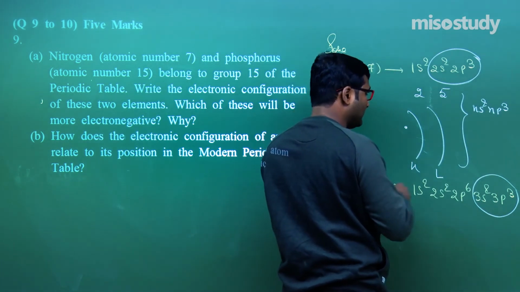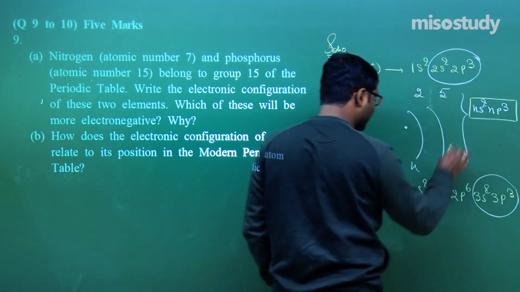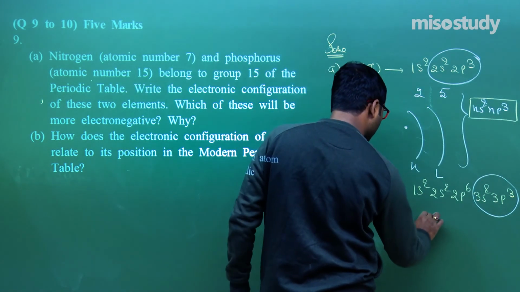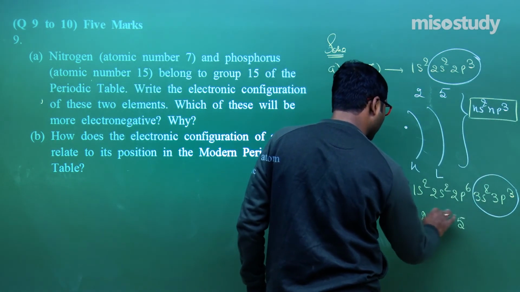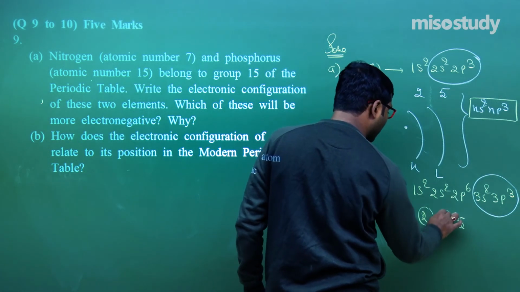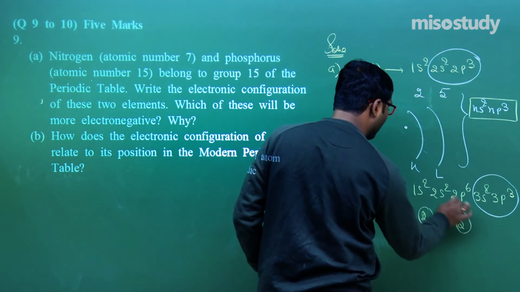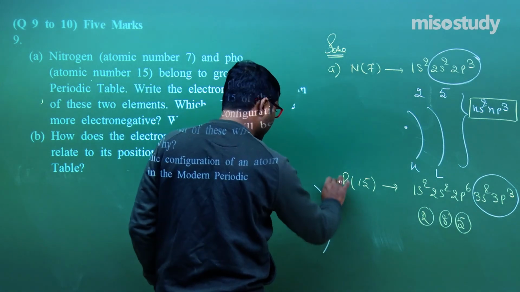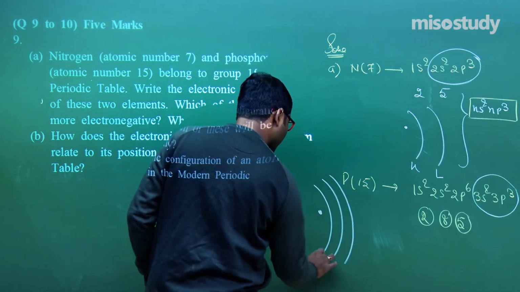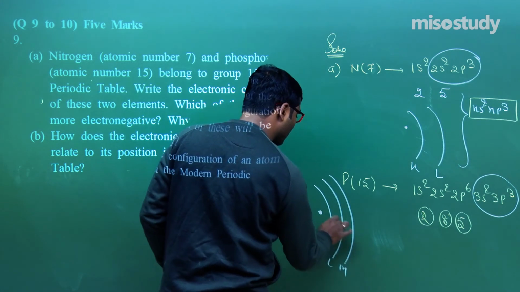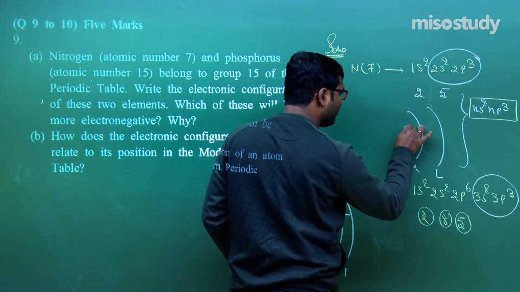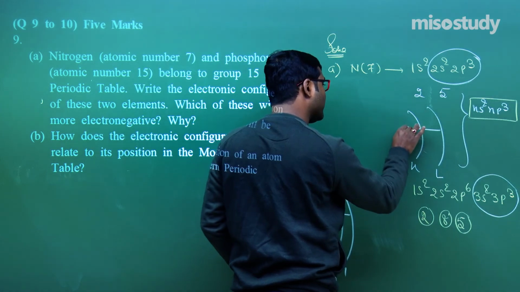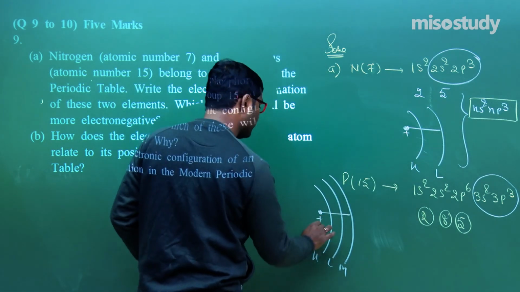Clear? Yes, sir, definitely. Now in shell-wise form, what will you write? That is 2, 8 and 5. That is, K will have 2 electrons, L will have 8 electrons and M will have 5 electrons. By pictorial representation, that is the case. The last valence electron will move here like this. Clear to you? Yes. This is the nucleus, my friend. Positive charge. This is the nucleus.